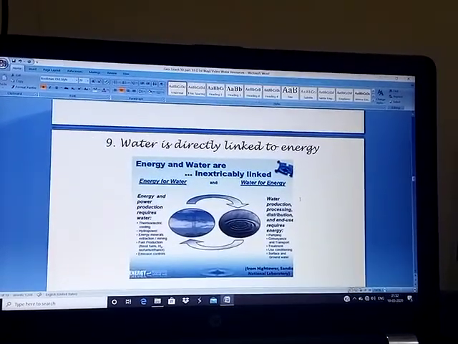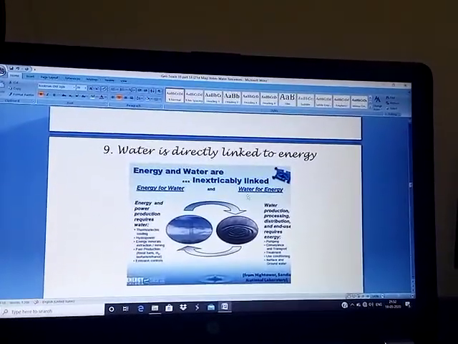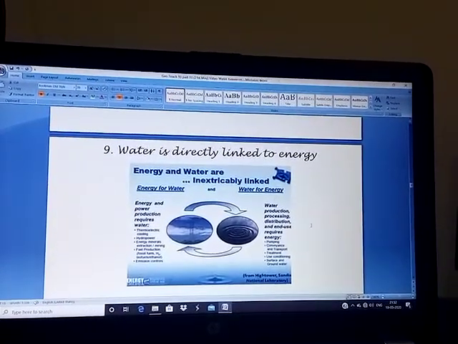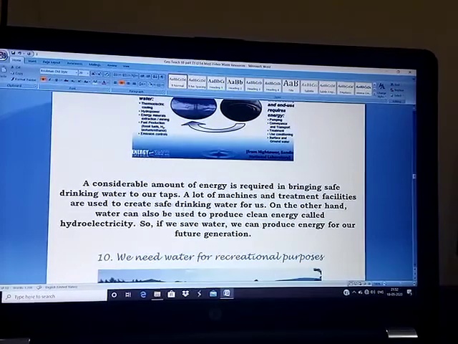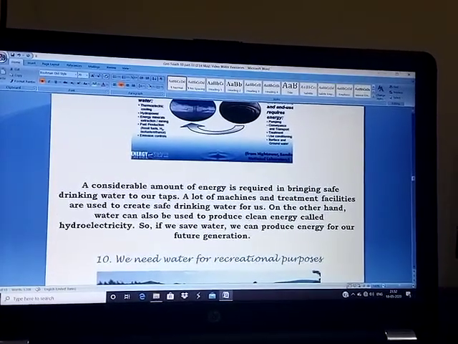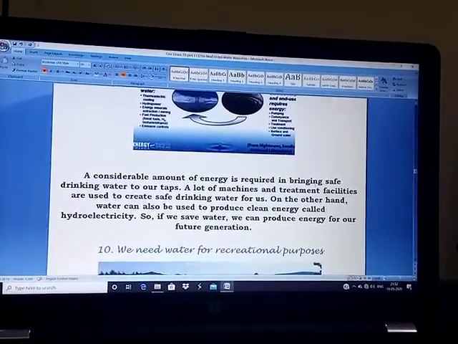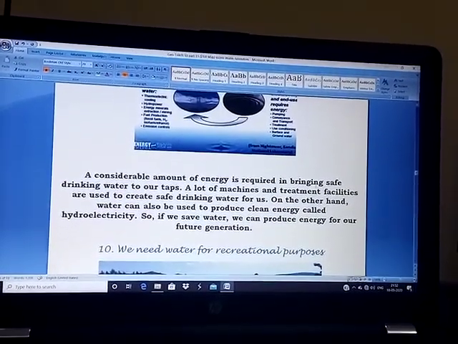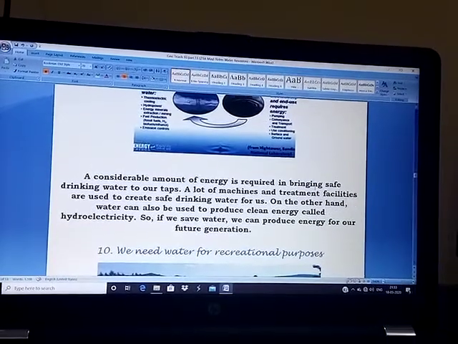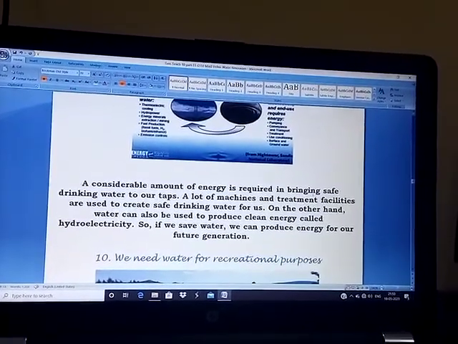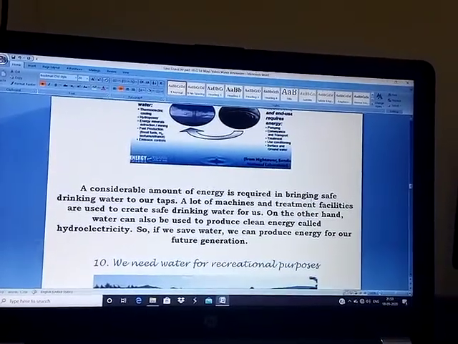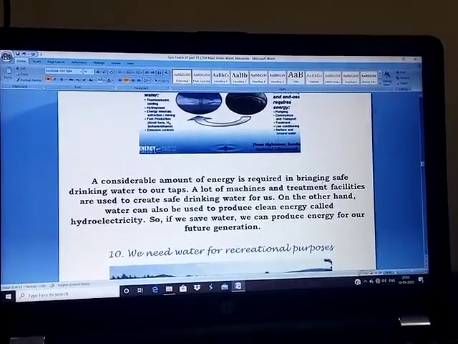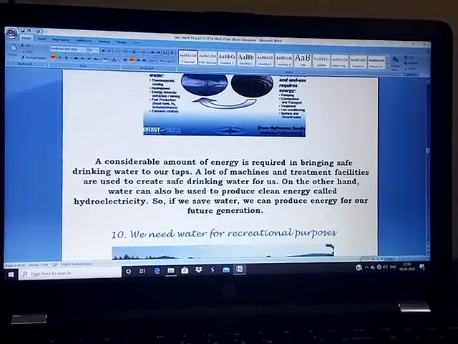Water is directly linked to energy. Water and energy are inextricably linked. How? A considerable amount of energy is required to bring safe drinking water to our taps. Suppose you have lots of water near a river or a tank or a lake or a dam nearby, but we never use that water directly. We have to treat it. And to treat it, a lot of machines and treatment facilities are used to create safe drinking water for us.